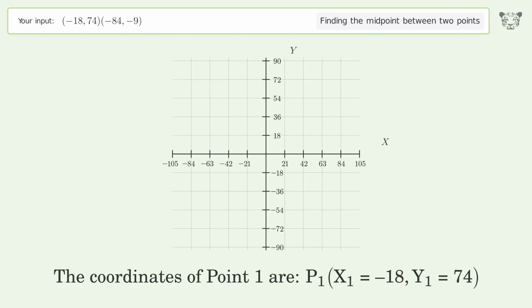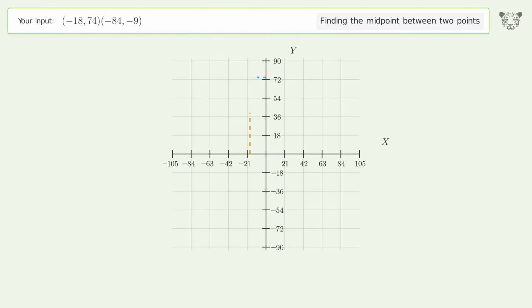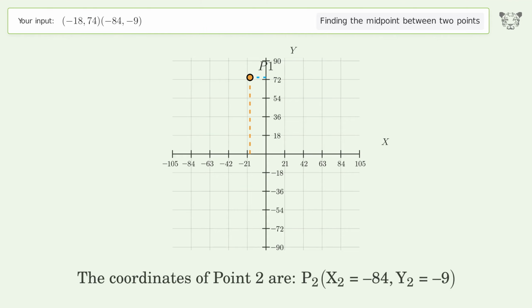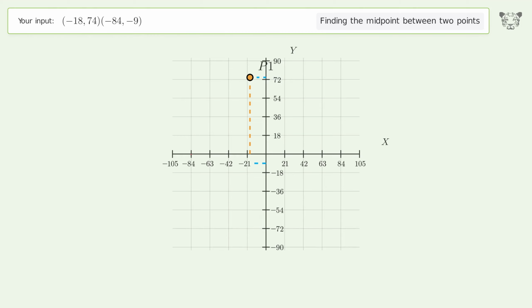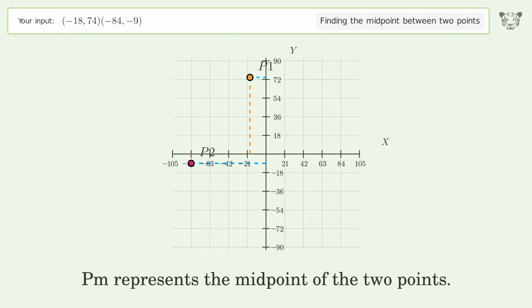The coordinates of point 1 are, x1 equals negative 18, y1 equals 74. The coordinates of point 2 are, x2 equals negative 84, y2 equals negative 9. PM represents the midpoint of the 2 points.